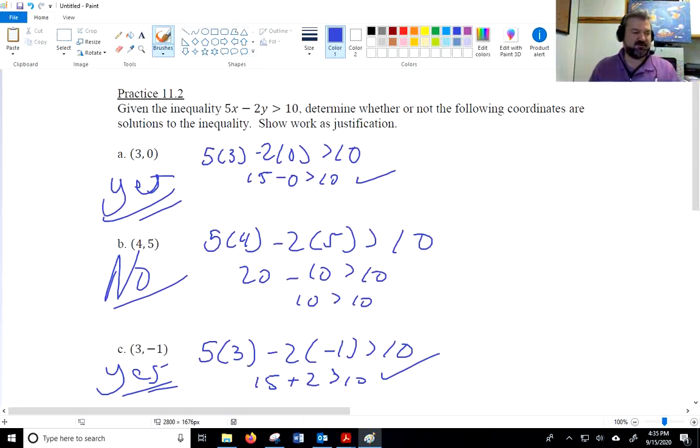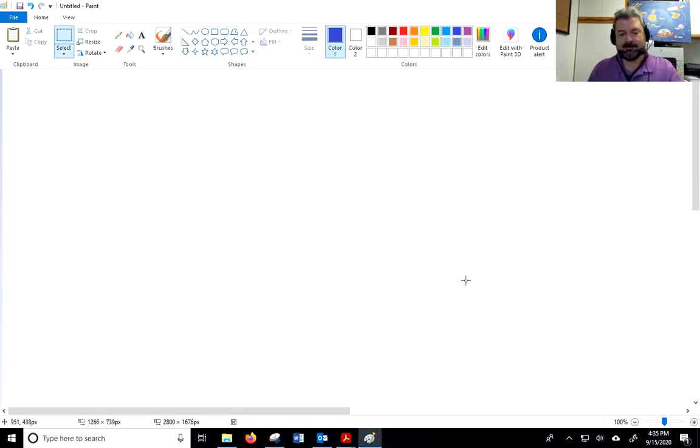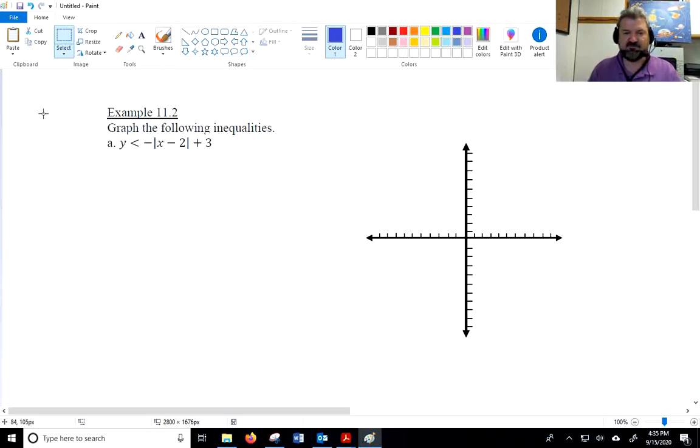All right, time for me to teach something a little bit different here. We've seen how to graph absolute value equations. Now we're going to graph absolute value inequalities of two variables. So we're simply going to graph and shade a region.